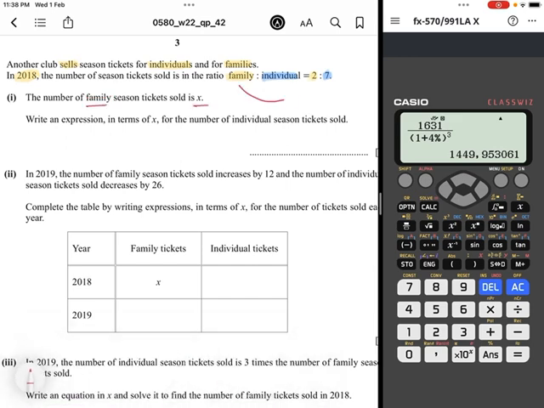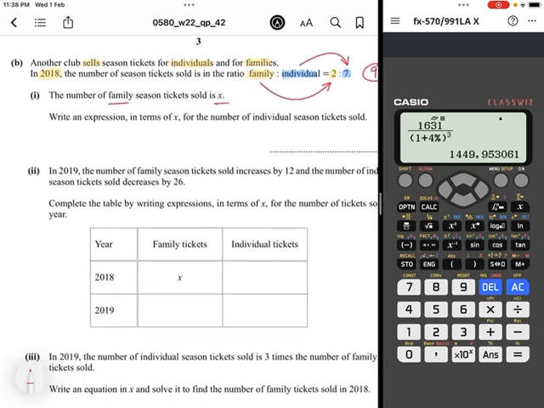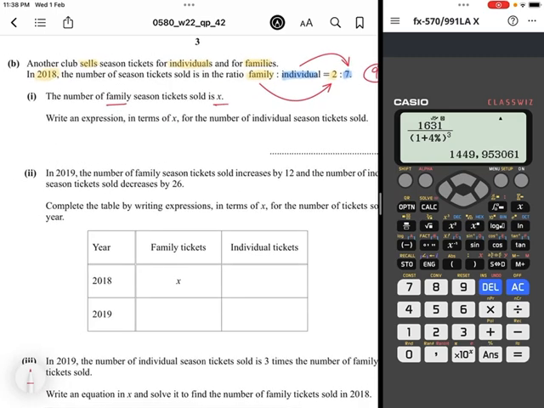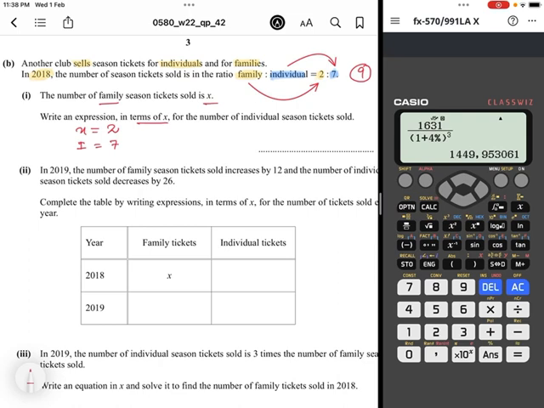So you can see that family has 2 parts in the ratio and the individual has 7 parts. Total are 9 parts. Keep this in mind: 2 plus 7 is 9. Now family is equal to X. It means that X is equal to 2 and individual tickets are unknown, so I'm going to write I here, and they are equal to 7. Write an expression in terms of X for the number of individual tickets. It means that we have to find I. So cross multiply: 7x is equal to 2i, and divide by 2 on both sides. So individuals are 7 times x divided by 2.